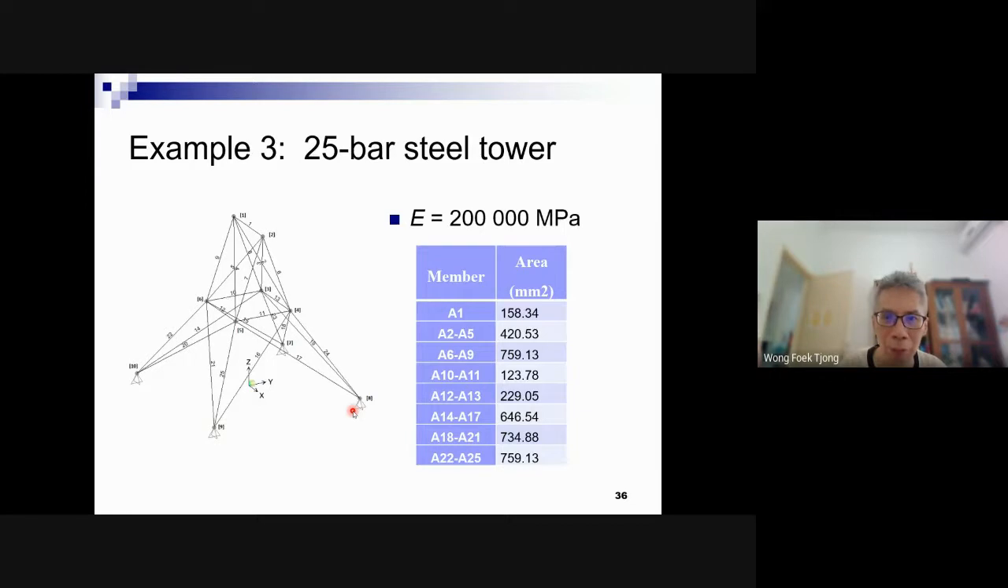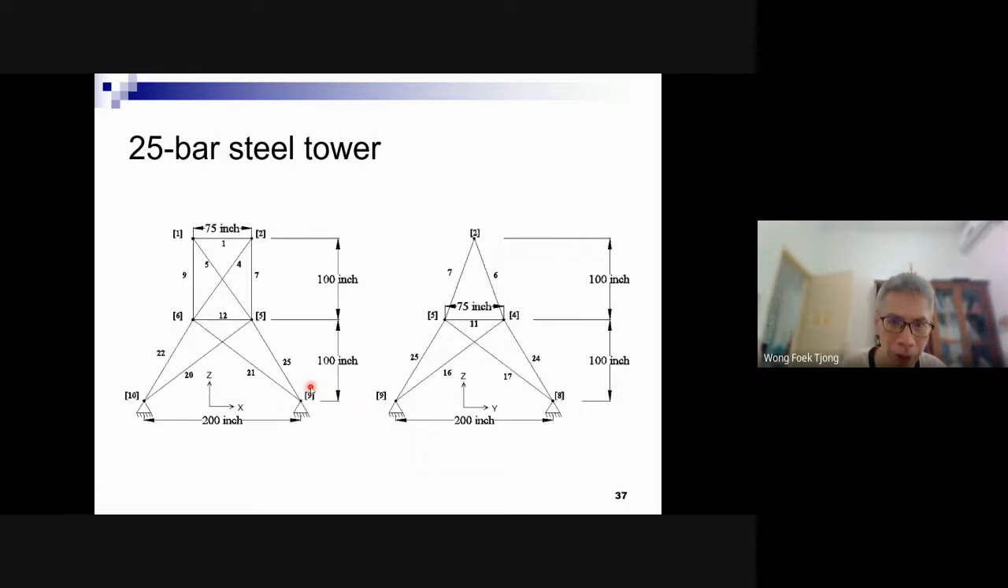Okay, this is the tower made from steel. You know the steel, the modulus of elasticity is given by this one, 200,000 megapascal. And then these are the details. This is the coordinates, x, y, z. These are the lengths, 200 inch, 100 inch, 100 inch, 25 inch.